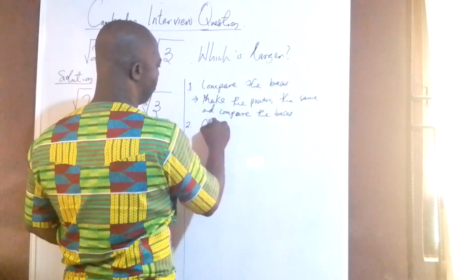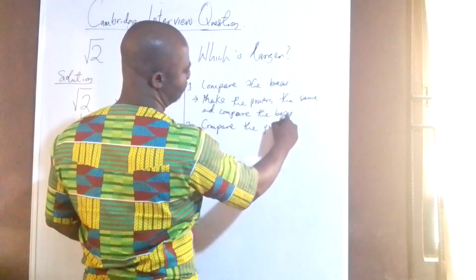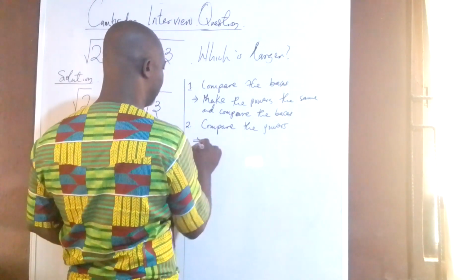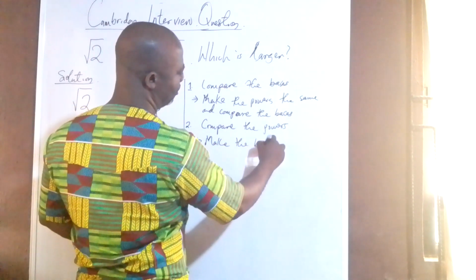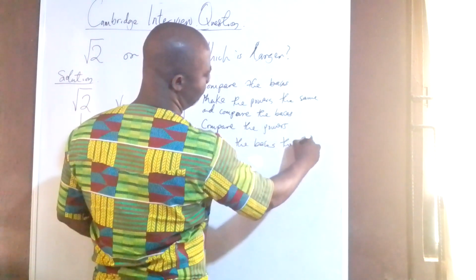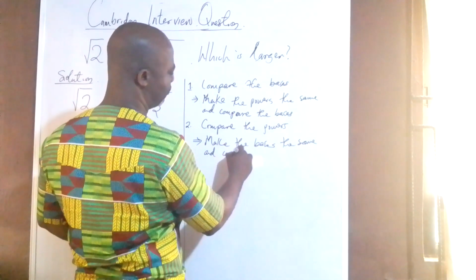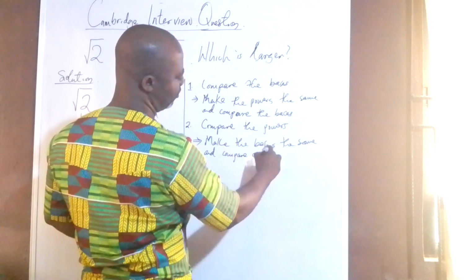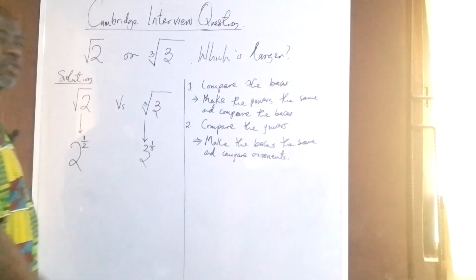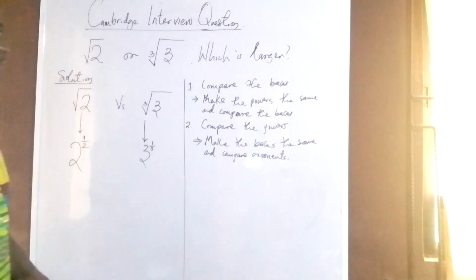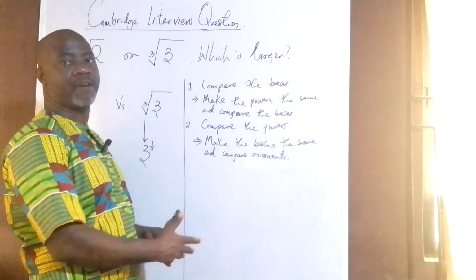Number two, compare the bases. How do we do this? Make the bases the same and then compare exponents. So these are the two major ways. I'm going to go for the first one, because that will be easier for us.